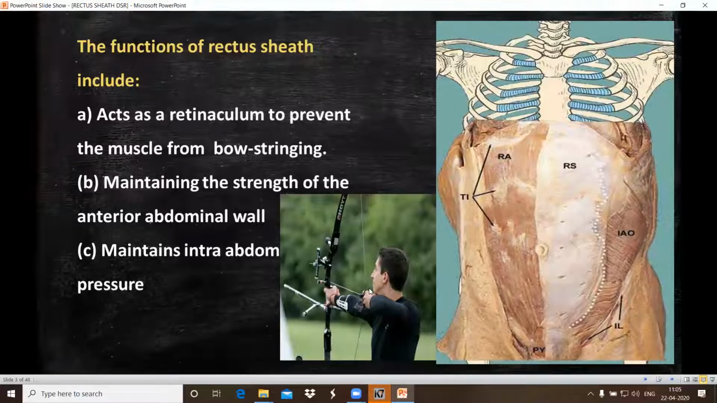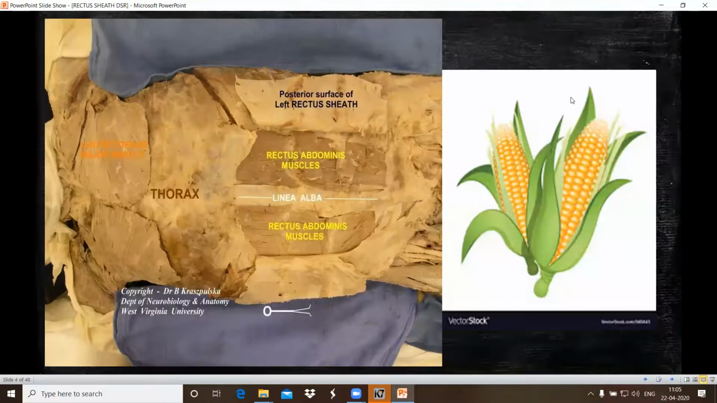The diagram shows the left RA, which means rectus abdominis muscle, and the RS, which means rectus sheath. Just as the body is covered by many layers of skin, in the same way the rectus abdominis is covered by many layers of the rectus sheath.